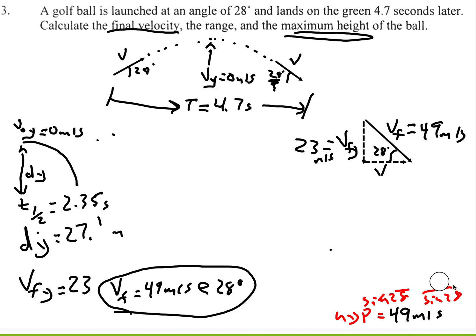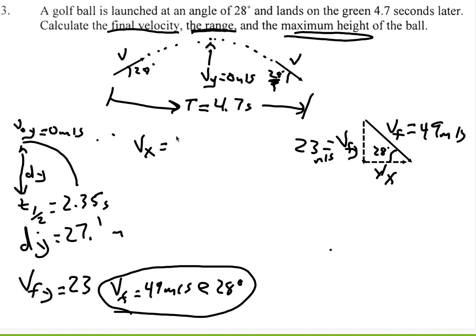Okay. So now you guys, we have to solve for Vx, because the final thing that it's asking us for is the range. The range is dx, and remember we have one equation in the x direction. It's Vx equals dx divided by time. So that's the only one we have. So I don't know Vx, I do know time, and remember in the x direction we have to use the whole time. So in the x direction we're going to use 4.7, but I don't know Vx.